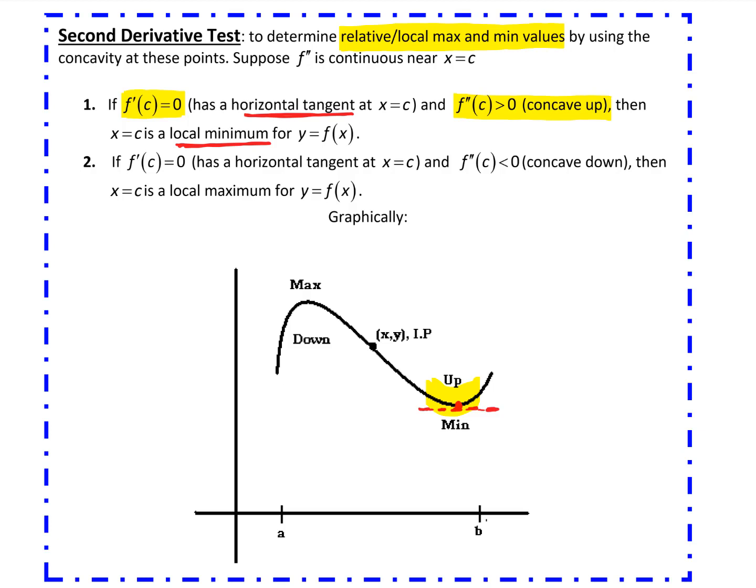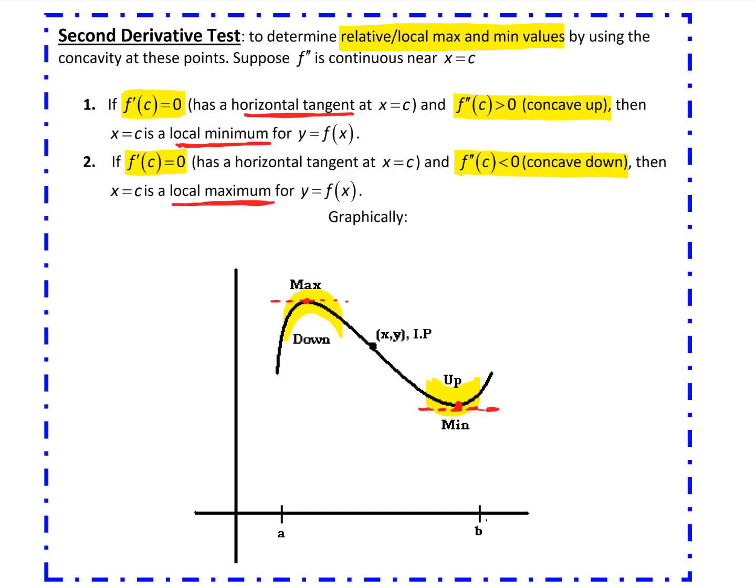And the opposite, same condition to start with, we know that we have a horizontal tangent at a point. So right here at this point on the graph, we've got a horizontal tangent, but rather than being concave up, if we're concave down at that point, that must be a maximum. We must have a local maximum. So if we're concave down, then we must have that local maximum at that point.